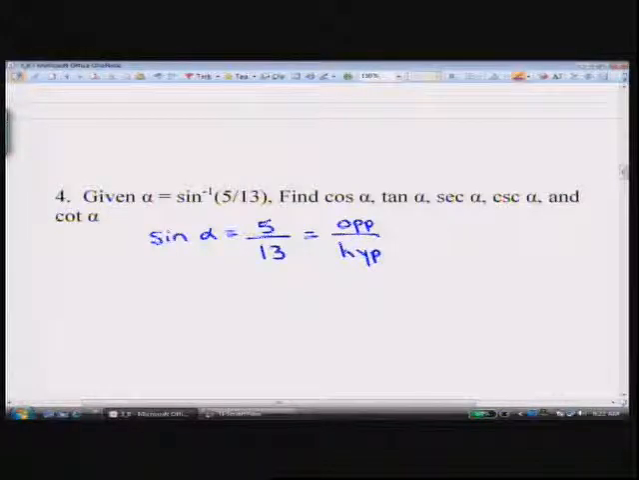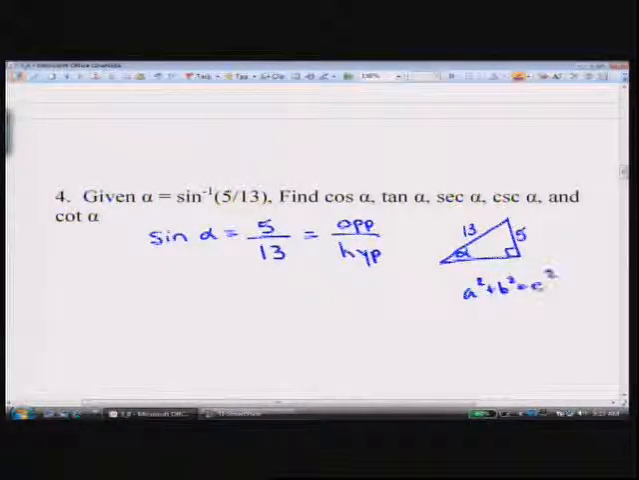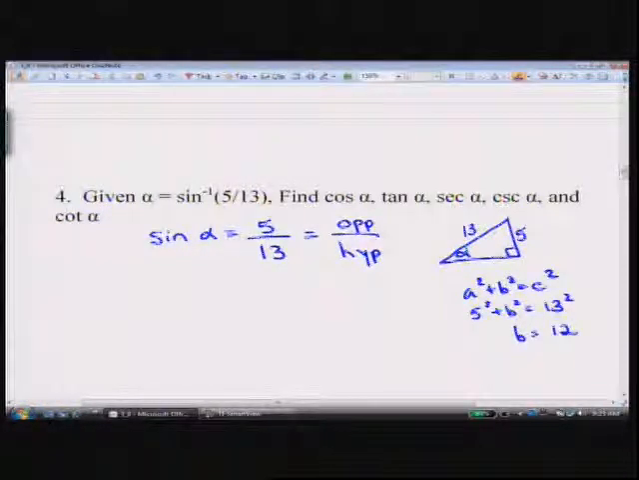All right? And the sine is opposite over hypotenuse. So I can draw a triangle, and I can put alpha on it, and the opposite of alpha is 5, and the hypotenuse is 13. And this is a right triangle. And I can use the Pythagorean theorem to figure out what this side is. This side is the adjacent side to alpha. You remember that a squared plus b squared equals c squared. So 5 squared plus b squared equals 13 squared. So b equals 12. 169 minus 25 is 144. And take the square root and you get 12. You may remember that's a Pythagorean triple.